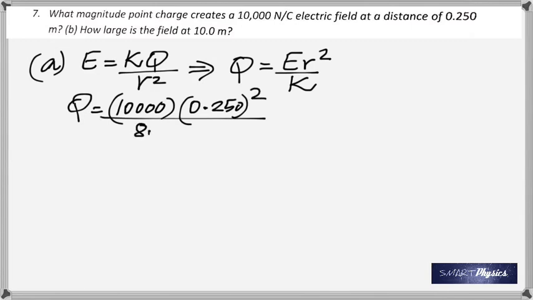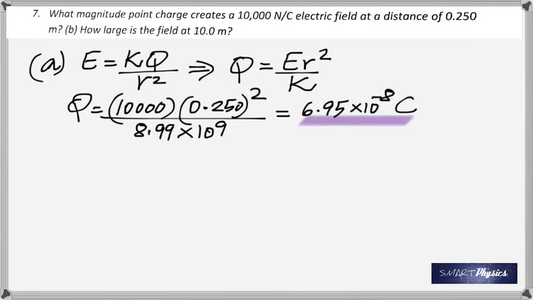10,000, 0.250. Don't forget to square it. Divided by K. And you get 6.95 times 10 to the negative 8 coulombs. This you should be able to do. All right. How do you do the B part?